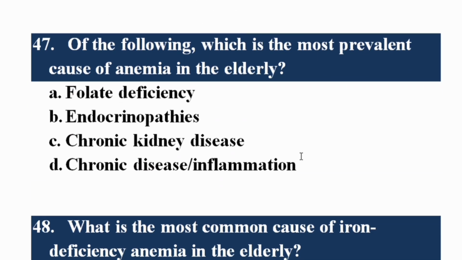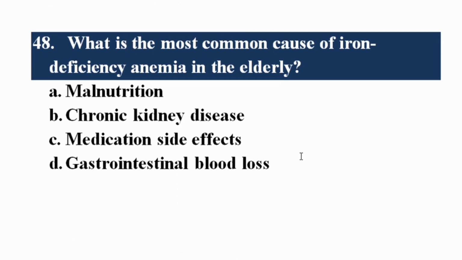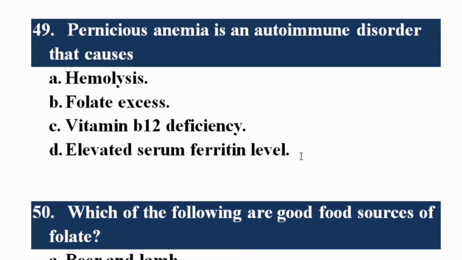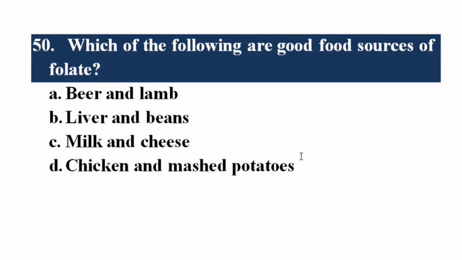One of the following, which is the most prevalent cause of anemia in the elderly? Right option is delta, chronic disease inflammation. What is the most common cause of iron deficiency anemia in the elderly? Right option is gastrointestinal blood loss. Pernicious anemia is an autoimmune disorder that causes. Right option is Charlie, vitamin B12 deficiency. Which of the following are good food sources of folate? Right option is beta, liver and beans.